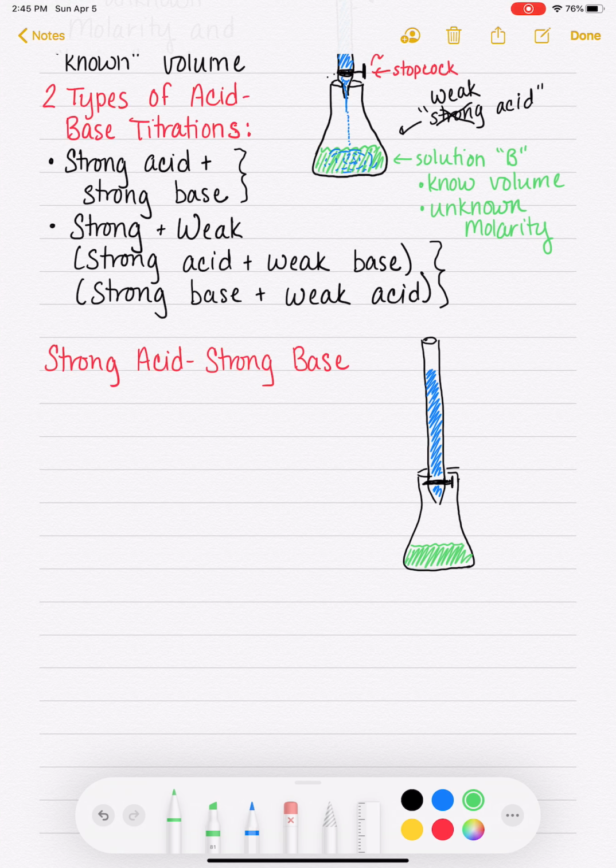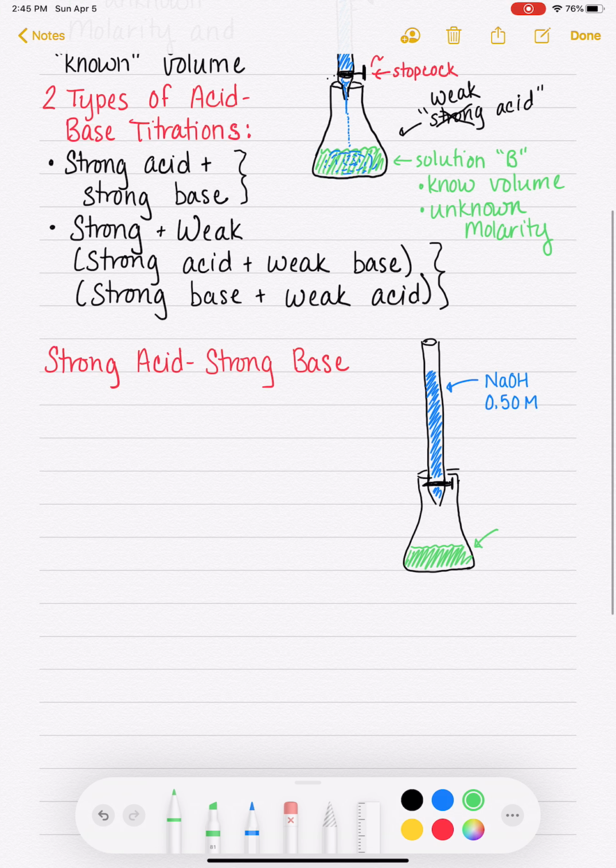For this particular example, in our burette, we are going to have sodium hydroxide, which is a strong base. We're going to make that sodium hydroxide have a known concentration of 0.5 molarity. And then in our Erlenmeyer flask, we're going to put hydrochloric acid, which is a strong acid, and this is going to be our unknown molarity.